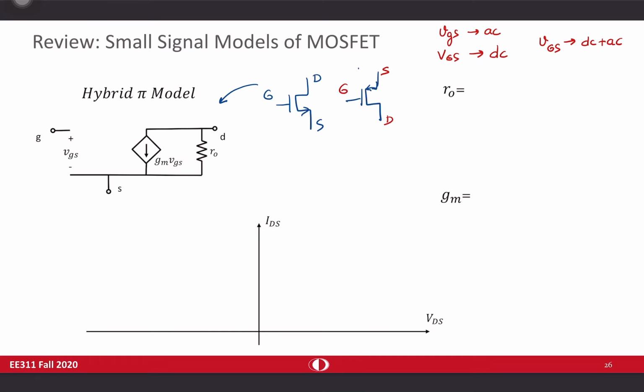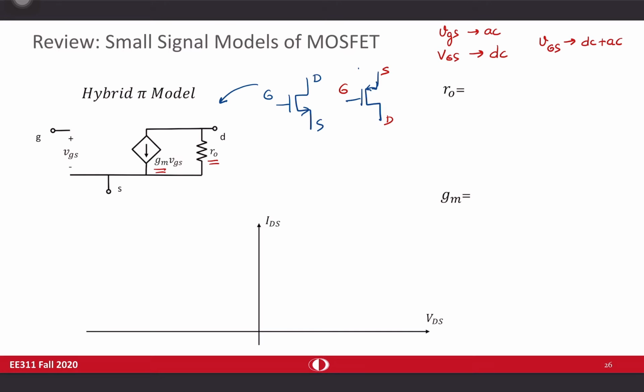And in this model, there are two unknowns. One of them is r0, the other one is gm. And most probably you learned them in 212. And they have some expressions. I can write those expressions right away, but I don't want you to memorize them. Even if you cannot remember them, you should be able to derive them. So you should start with the definition.